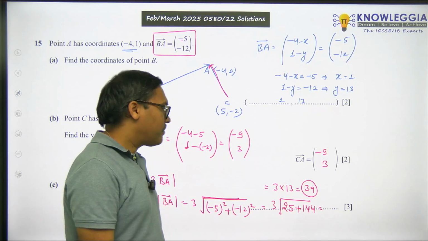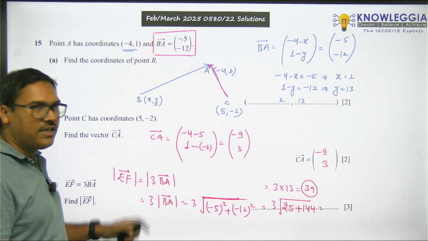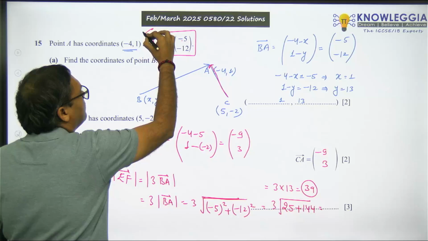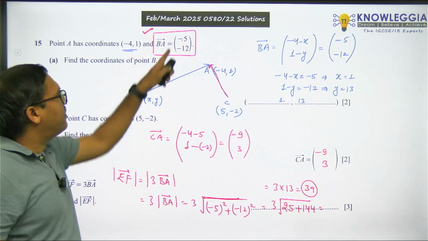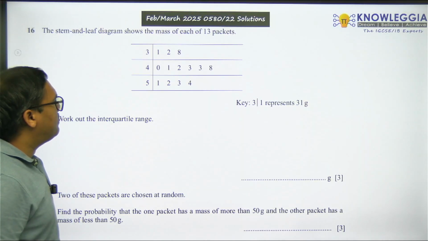I hope this is clear. When you have to write the magnitude, just write 3 times the magnitude of the BA vector, and this is the BA vector. So just write the magnitude of the BA vector as the square root of x squared plus y squared. I hope this is clear. So now let's move to the next question.